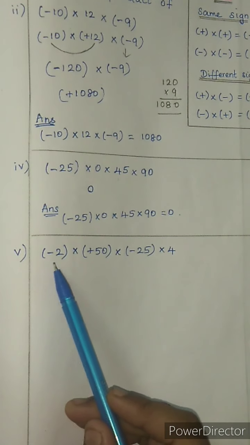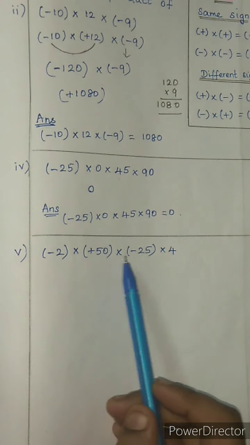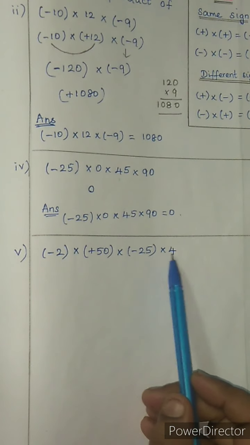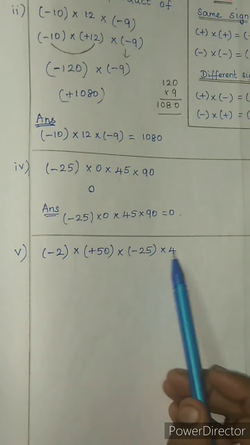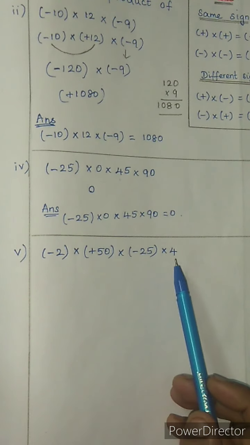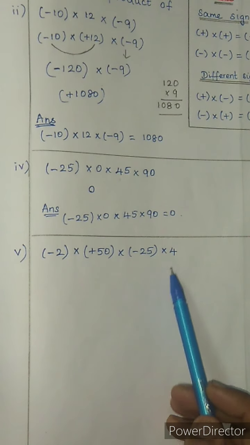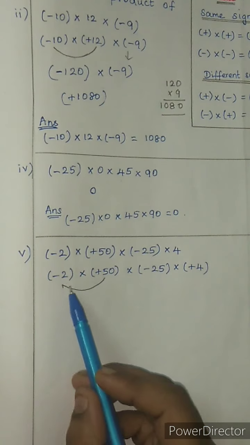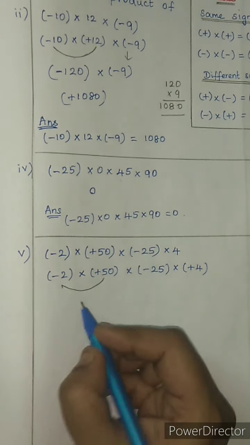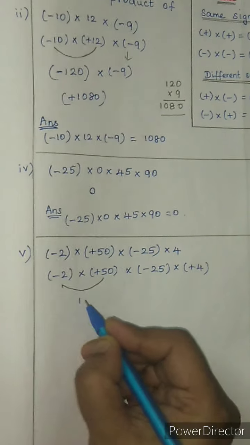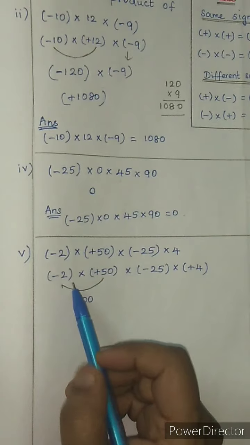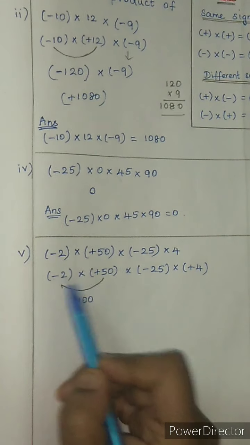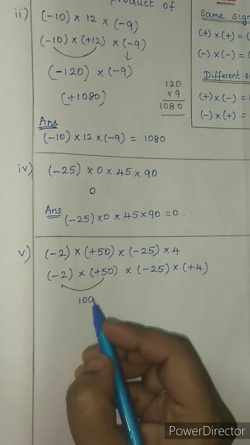Fifth subdivision, minus 2 into plus 50 into minus 25 into 4. Here 4 is a positive integer because it has no sign in front of it. So let us write this 4 with its sign in the next step. When we multiply 2 and 50, what do we get? 2 into 50, 100. Now see to its sign. The integers are of different sign. So the product remains negative.